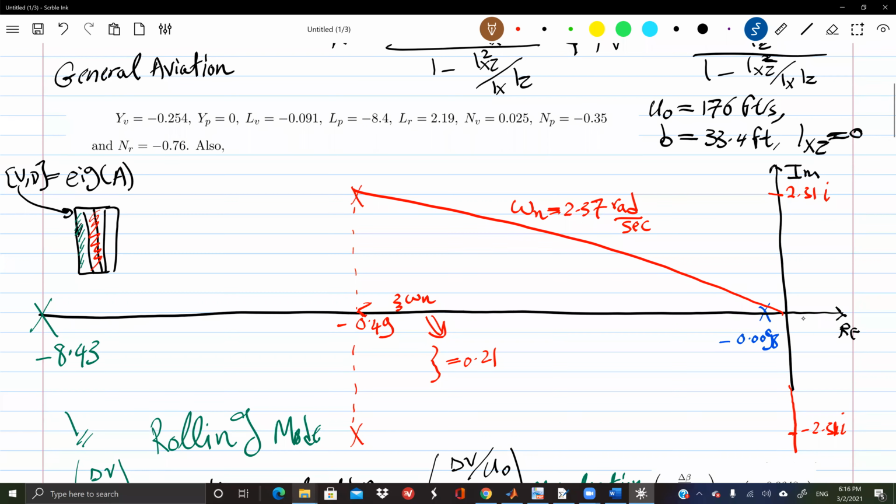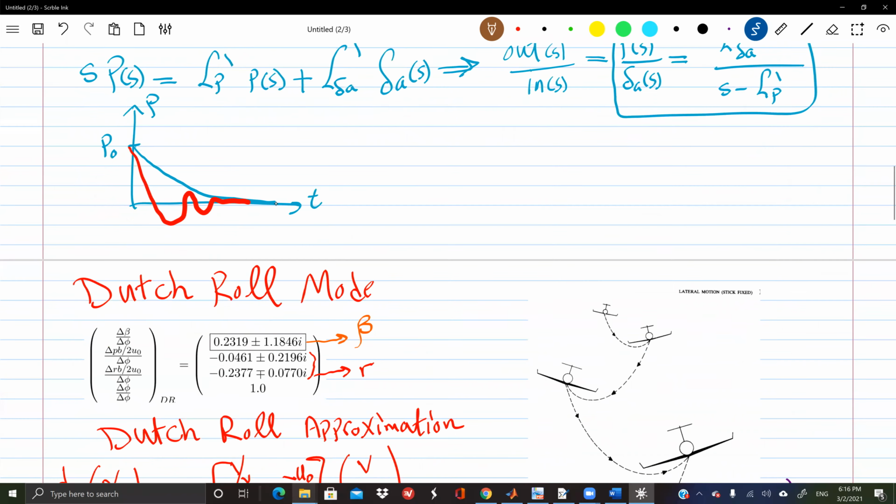But that's fine. The pilot will have plenty of time to overcome its instability.